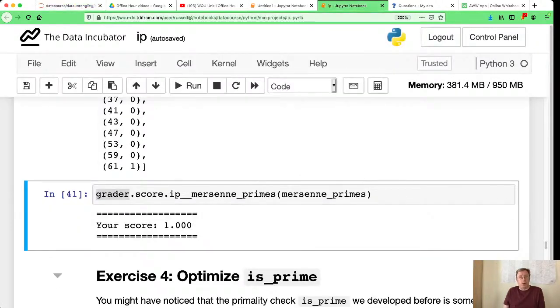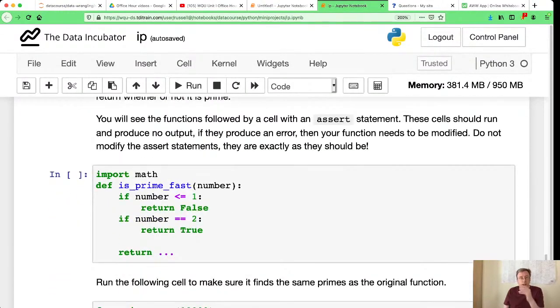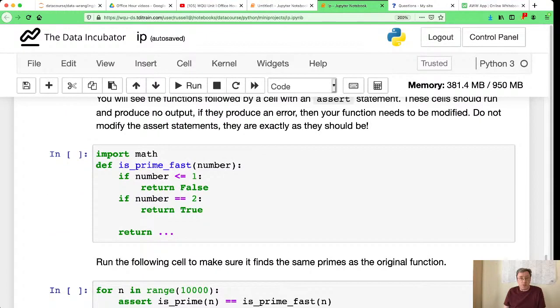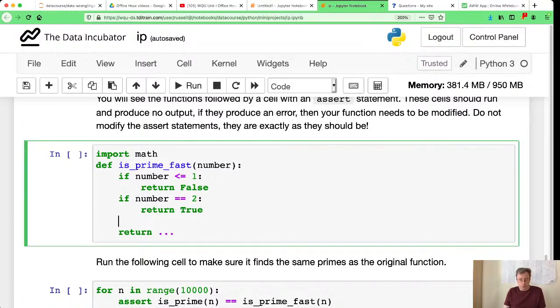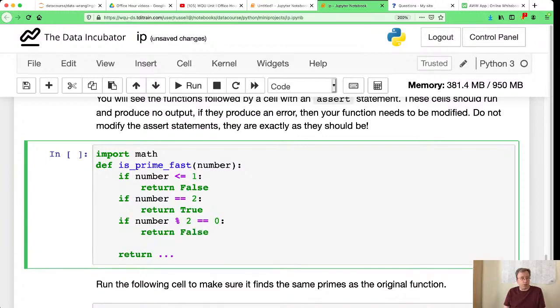So, back to my is prime fast. I'll check, is this number less than or equal to 1? Return false. It's not a prime. If it's equal to 2, we return true, yes, as suggested. If number mod 2 is 0, let's return false. I've taken care now of all the even numbers.